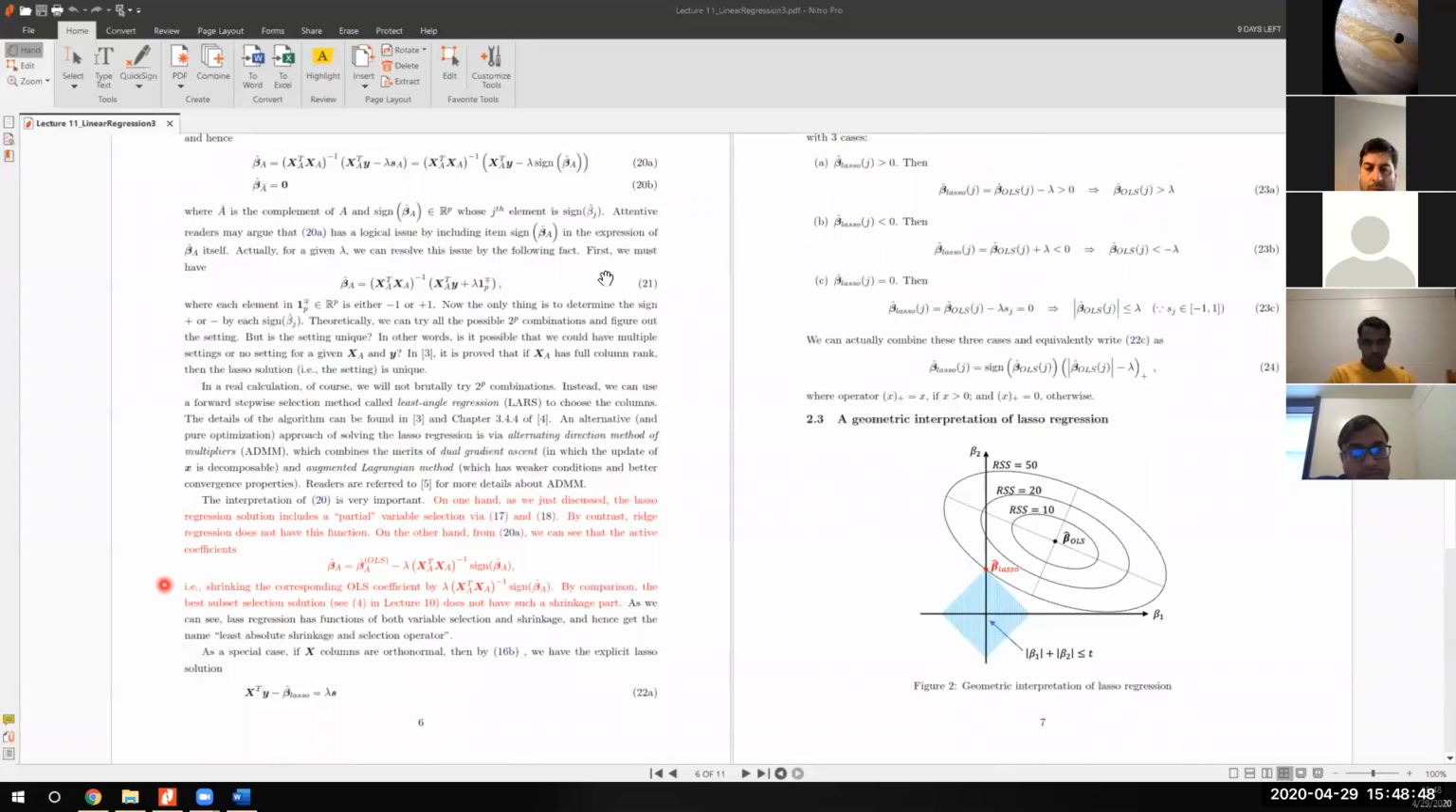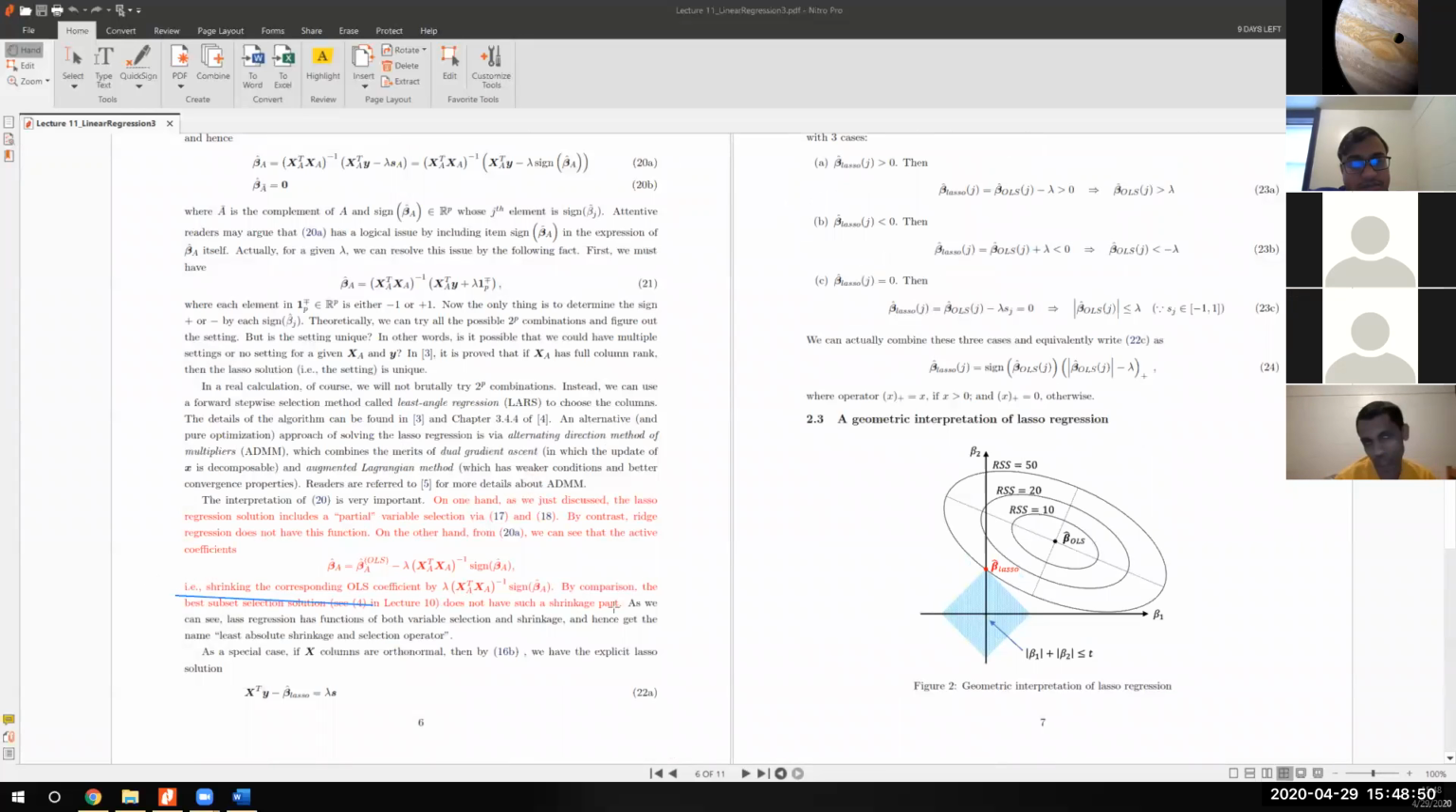Get the point here? So you can read the point here. That's exactly what I just talked about. Variable selection plus shrinkage. Okay, any questions here? Probably you have a lot of questions, but maybe you haven't read it carefully.